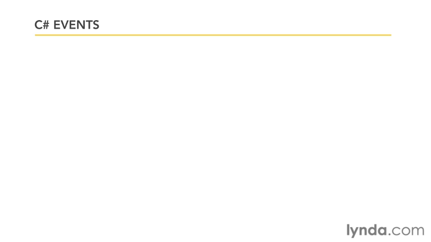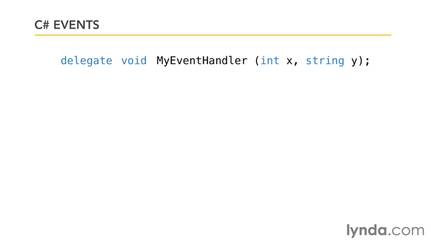So there's four steps involved in declaring and triggering C# events. The first is that we have to create a delegate, which is the event handler. And just like we did in the previous section, we do that by using the delegate keyword, and then we declare the delegate name. In this case, I've got an event handler, which returns a void value. So there's no return value from this function. And then I declare the parameter list. In this case, there's an integer parameter and a string parameter.